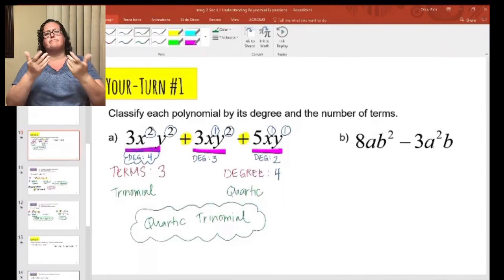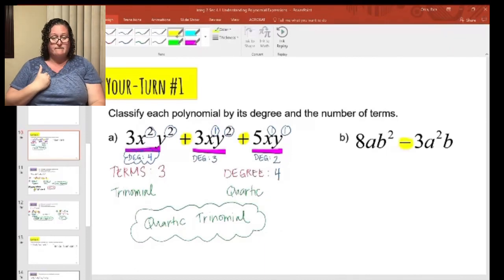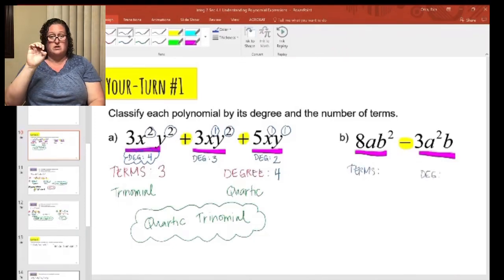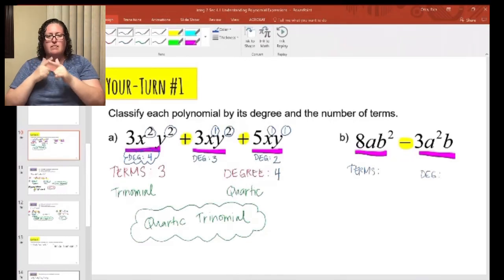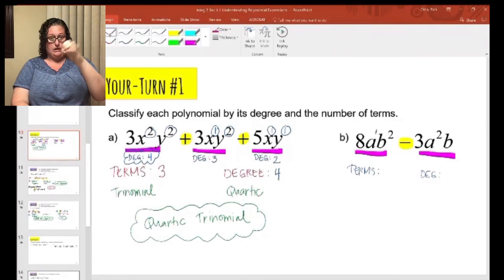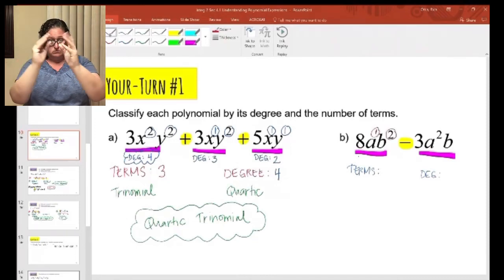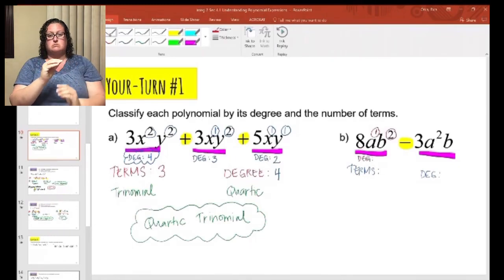Let's go ahead and quickly do problem B. We know that we have two terms. And as for the degree, let's go ahead and find the degree of each monomial, and then from there, identify the biggest one. So A has an exponent of 1, and B has an exponent of 2. The degree of this monomial is 1 plus 2, which is 3.